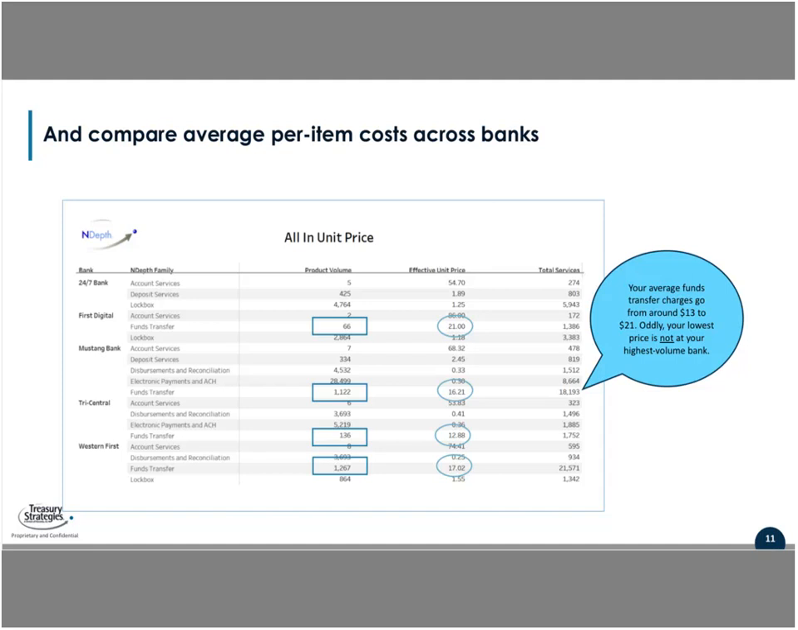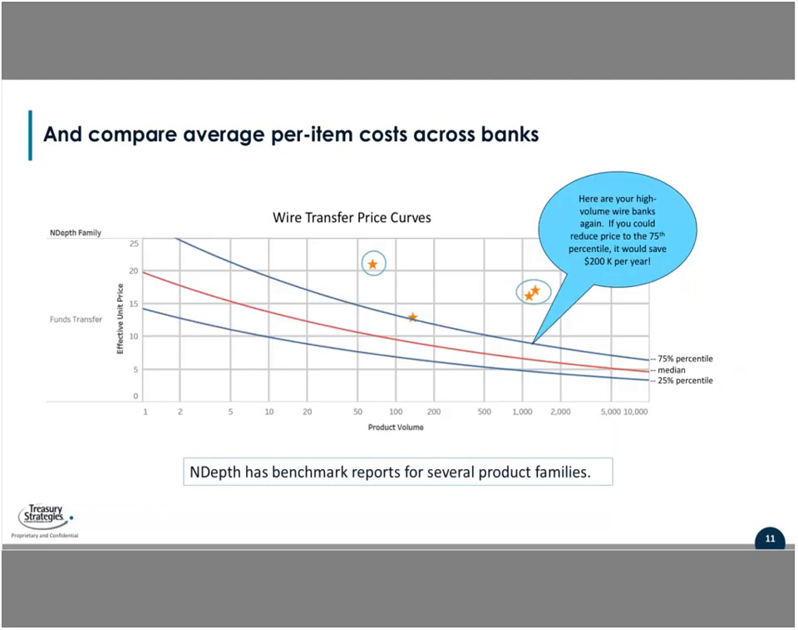So this is a great hypothesis, but it would help you out a lot probably if you knew what prices are realistic in the marketplace. For example, maybe Tri-Central is just unrealistically low, and that's not something you can attain anywhere. So how are you going to figure out what are realistic prices in the marketplace? Well, here's another way that our NDepth product can really help you by giving you price benchmarks to compare your pricing to the overall marketplace.